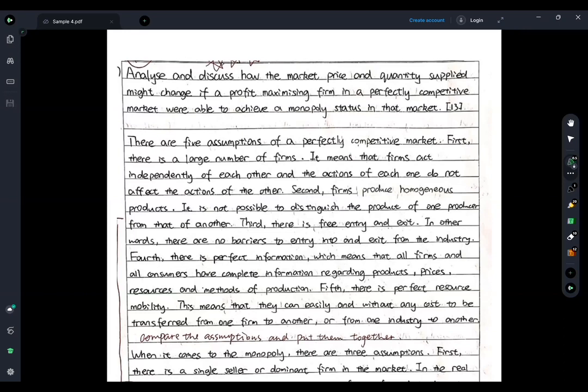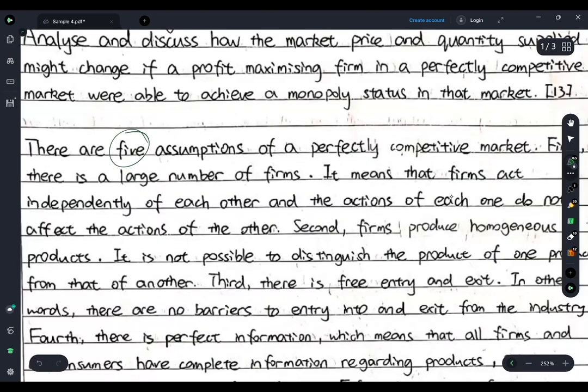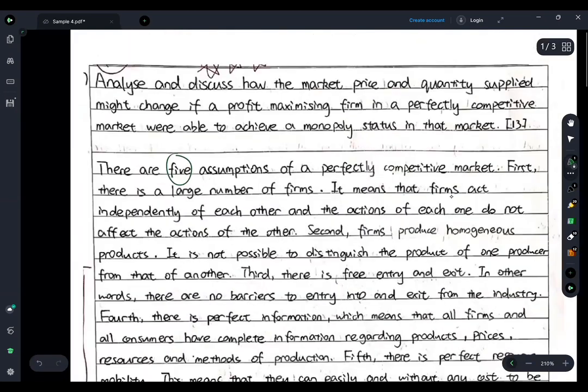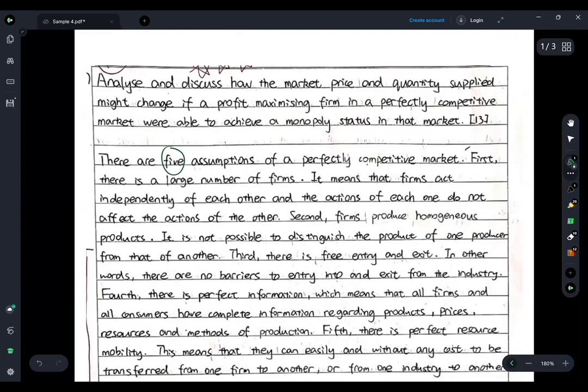Of course we should start by describing what we mean by a perfectly competitive market. There are 5 assumptions. Actually, 5 assumptions is perhaps almost too many. But let's see. First, there is a large number of firms. Yes, true. Many sellers, facing many buyers. It's also important: many sellers and many buyers.